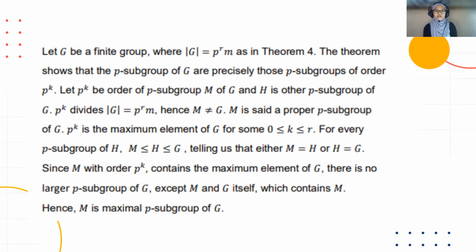Since M with order P to the power of K contains the maximum elements of G, there is no larger P subgroup of G except M and G itself, which contains M. Hence, M is a maximal P subgroup of G. That's all.